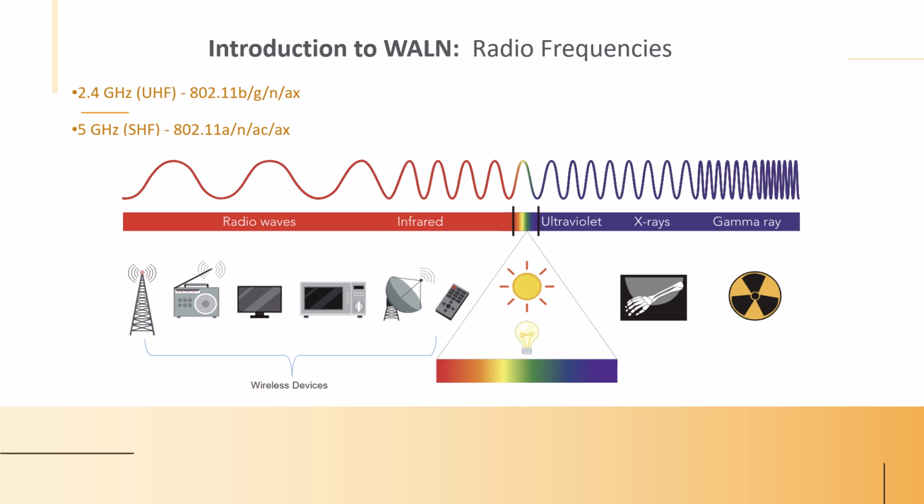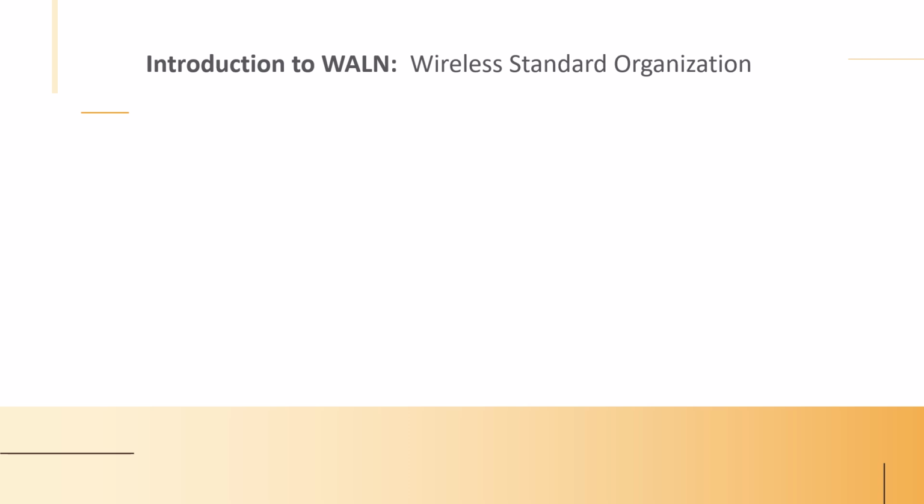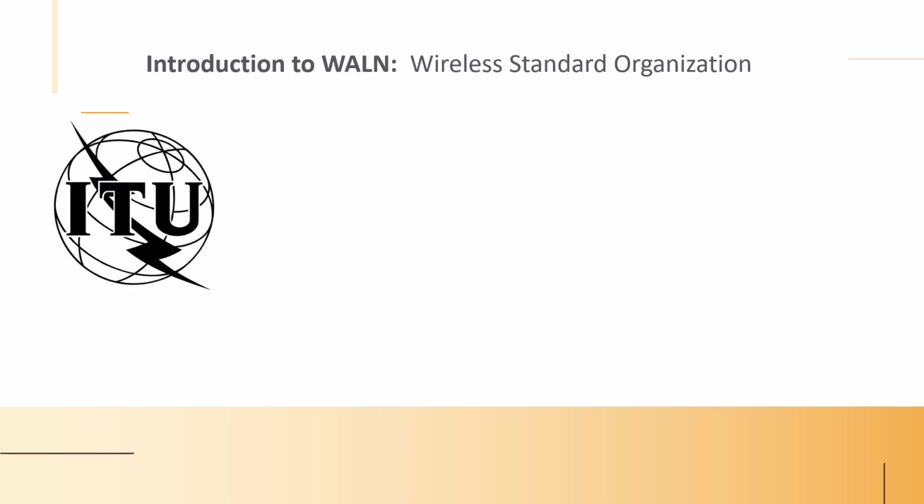There are wireless standard organizations that ensure interoperability between devices that are made by different manufacturers. Internationally, there are 3 organizations influencing wireless LAN standards. The first is the International Telecommunication Union, which regulates the allocation of the radio frequency spectrum and satellite orbits through the International Union. ITU-R stands for the International Telecommunication Union Radio Communication Sector.